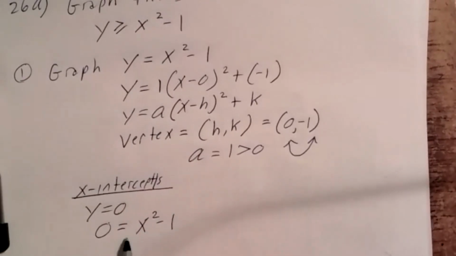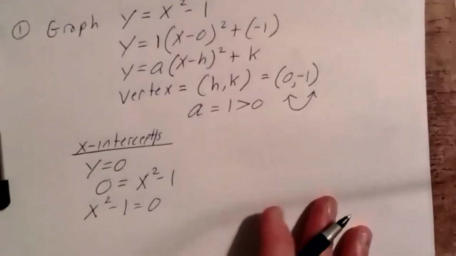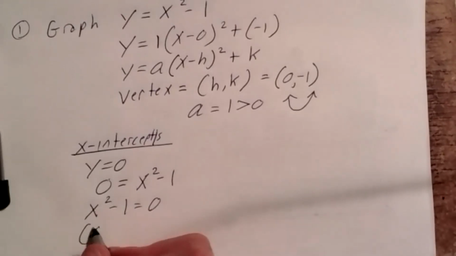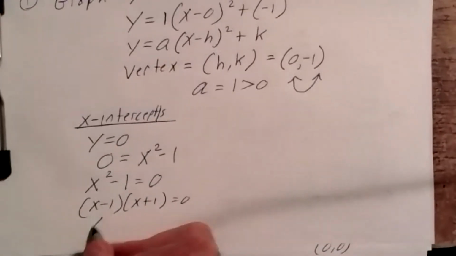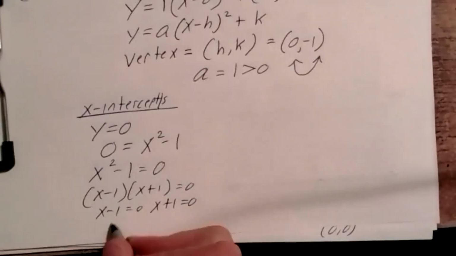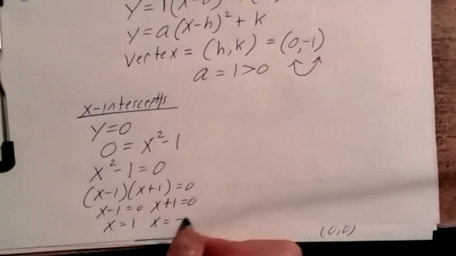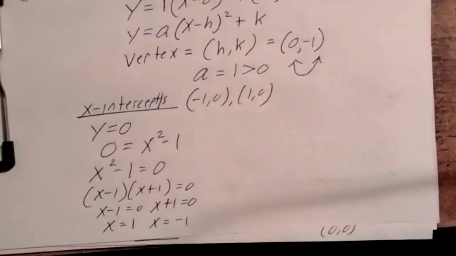Now, how do we solve this quadratic equation for its two solutions? You could do this one of two ways. You could factor the left side, use the factoring method, or you could add 1 to both sides and take the square root and use the square root method. It doesn't matter. If you want to factor the left side, being the difference of squares, it factors into x minus 1 times x plus 1. Setting your factors equal to 0 and solving for x, we discover that we have two x-intercepts, one at 1 and one at negative 1. So your x-intercepts are negative 1, 0 and 1, 0.